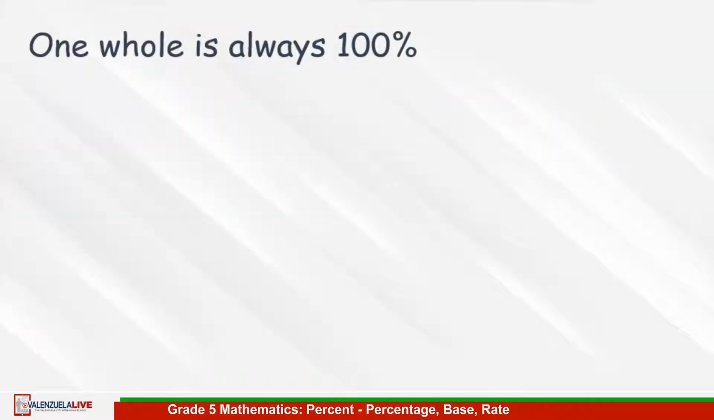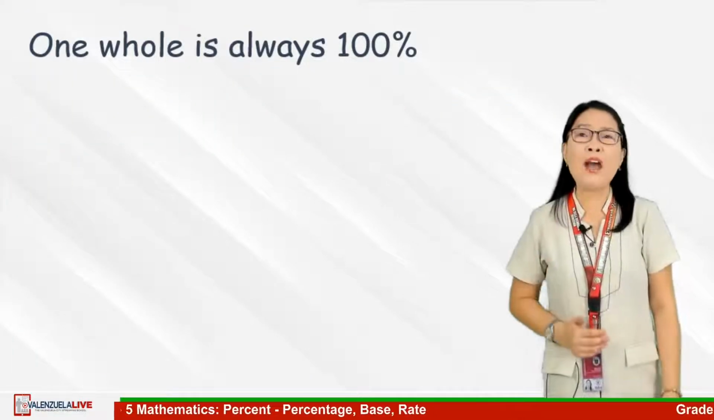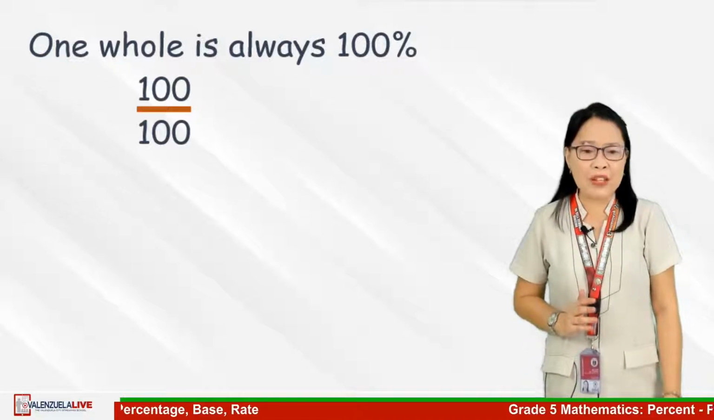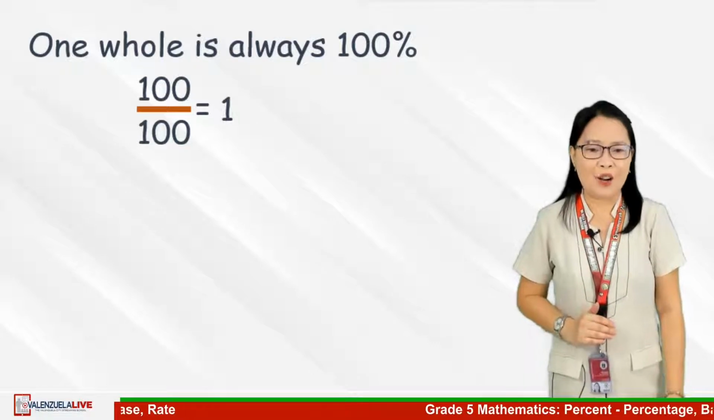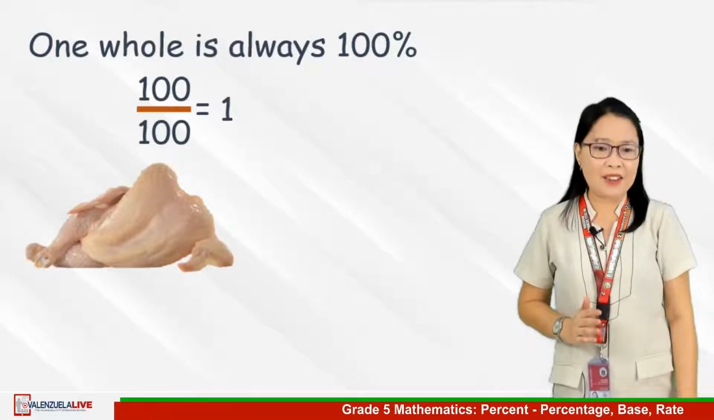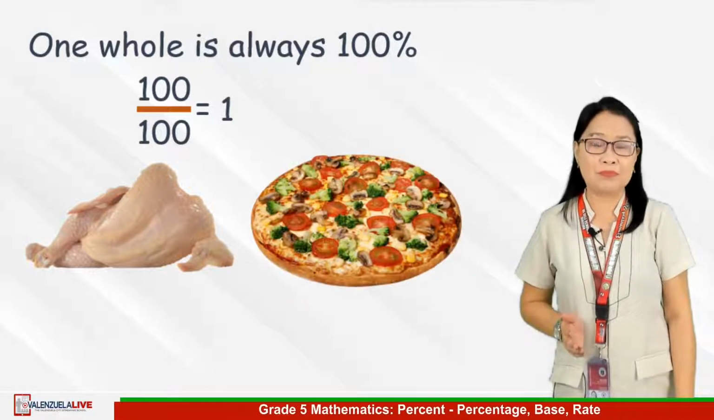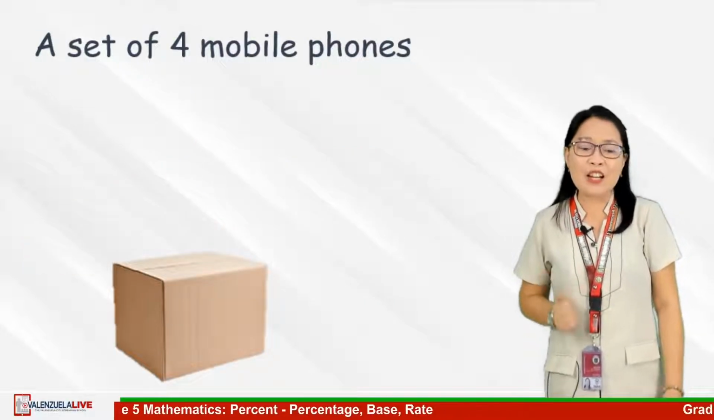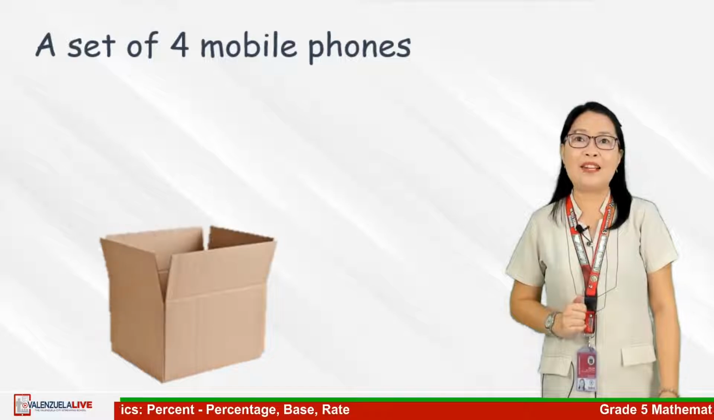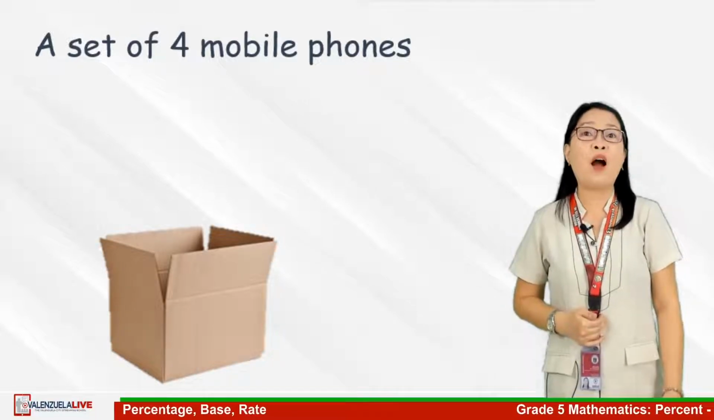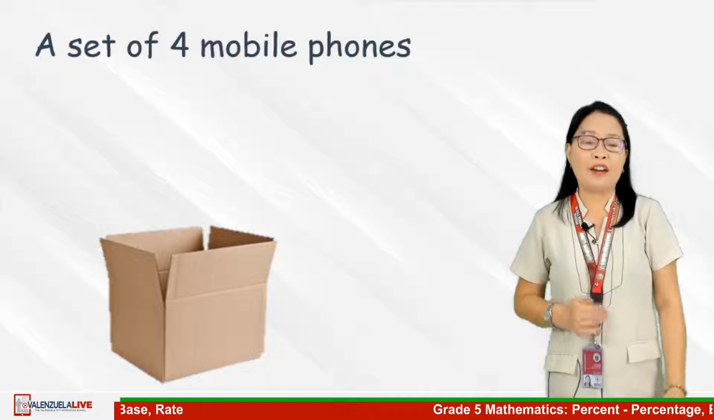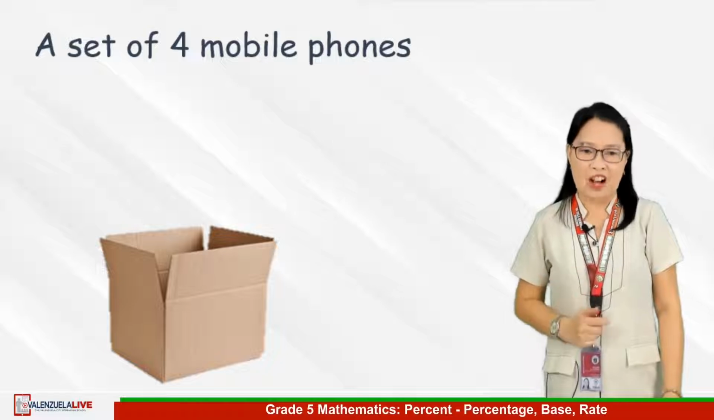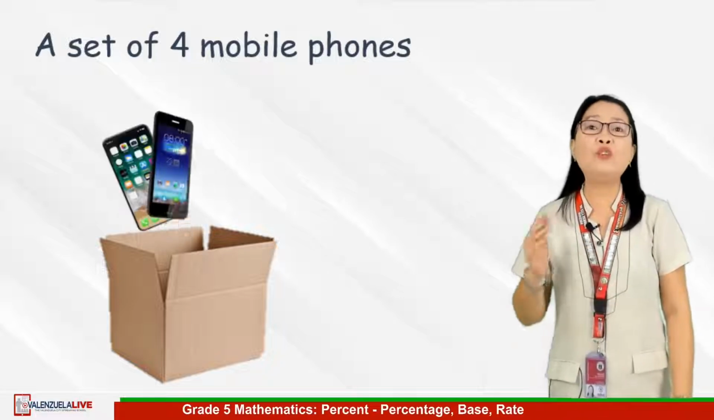Let's have another one. Remember this one. One whole is always 100%. 100 over 100 is equal to 1. Now, one whole can be a set or a figure. That's this one, a whole chicken and a whole pizza. A set of any number of objects is equivalent to 100%. Just like this one, we have a set of 4 mobile phones. So, regardless of the number of objects, it is equivalent to 100%. Why? Because we are referring to the one whole group.